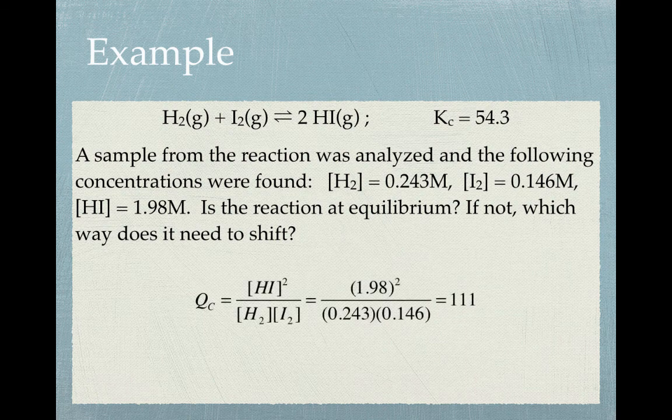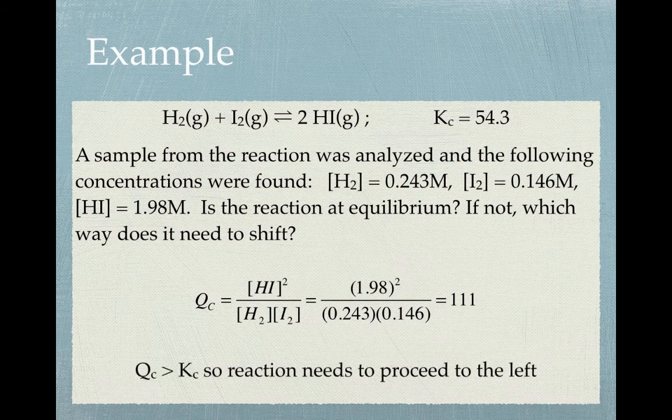Well, let's find a value for Qc. We know the value for Kc. So we see we have [HI]^2 over [H2] times [I2]. Plug in our values that we found, and we find a Qc of 111. Now, a value of 111 is greater than the equilibrium constant, so this reaction has too many products, and as a result, the reaction is going to be moving to the left. So you're going to have more collisions of product reforming reactant here in order to reach equilibrium.